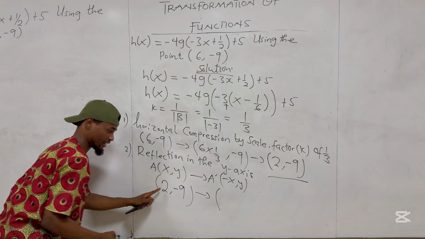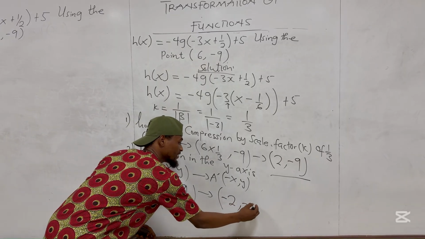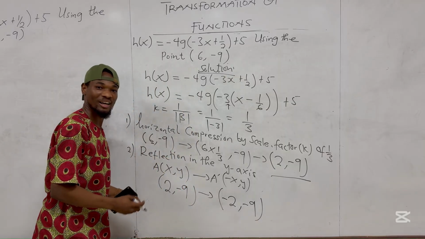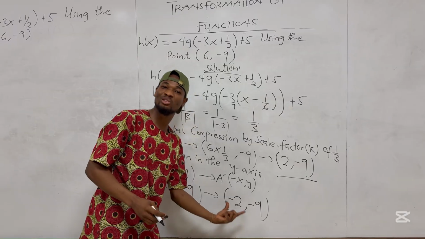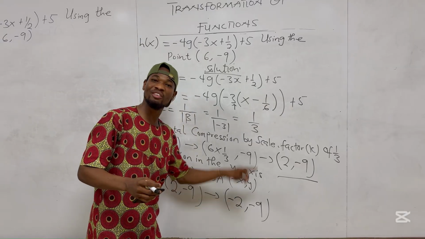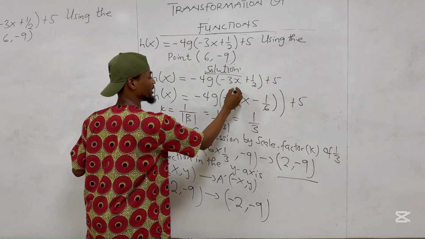Here x has been negated, right? So I'll negate x, which is 2, then I have my negative 9. Afterwards, I'll proceed using the current point. So imagine this is wrong, everything will be wrong. Did you get that? Alright, so we are done with this.